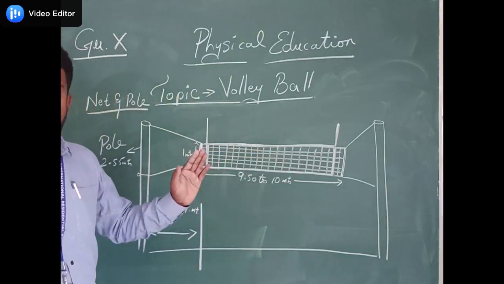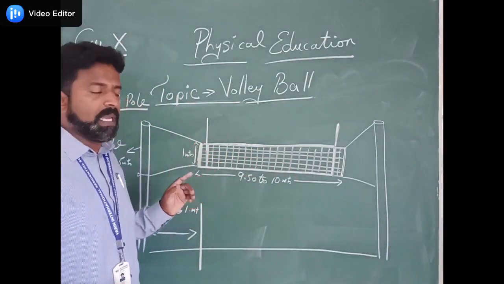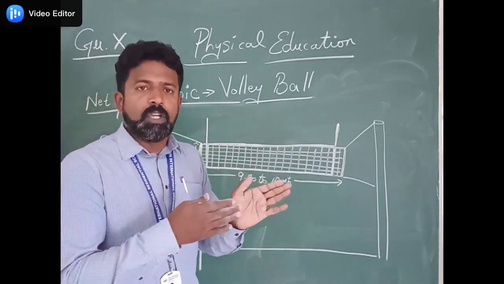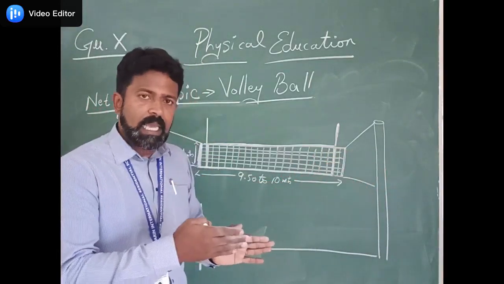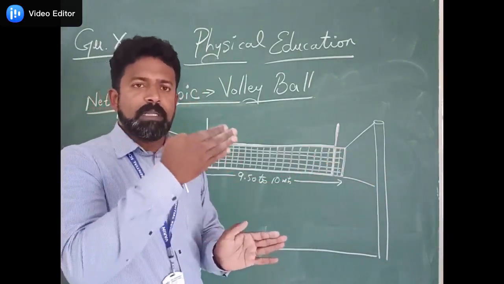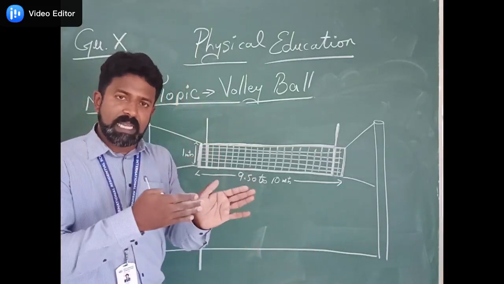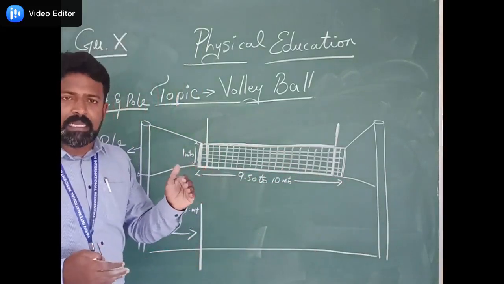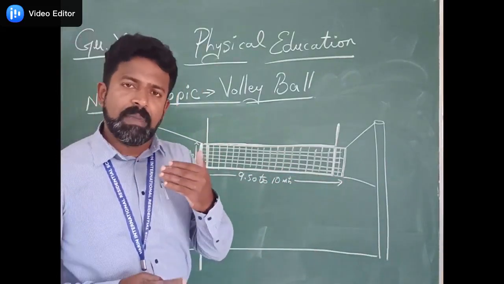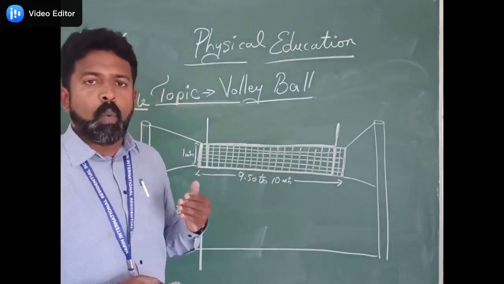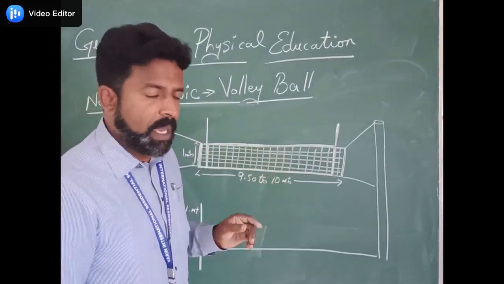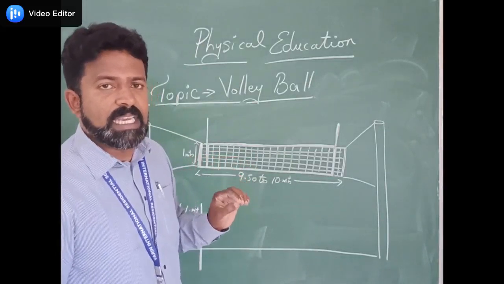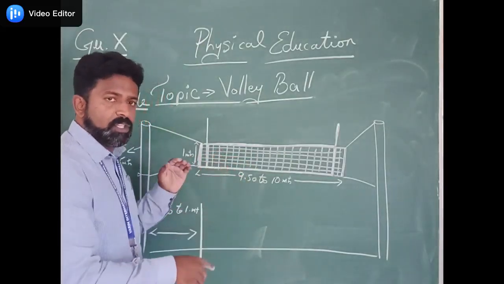Next, moving on to the net. A net is tied to both the poles, where it divides the court into 2 equal halves, placed vertically above the center of the volleyball court. The length of the net is 9.50 to 10 meters and the width of the net is 1 meter. It is a mesh where the inside boxes are 10 by 10 centimeters square. That is why it is called a mesh.